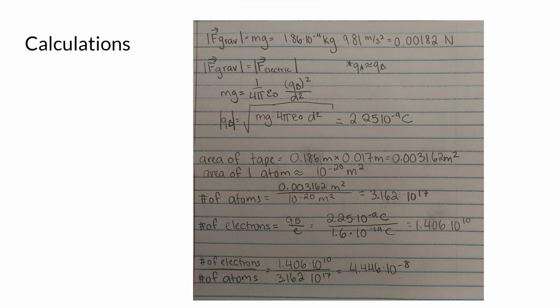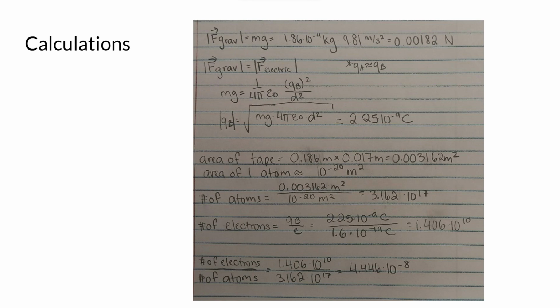In order to find the electron deficiency of tape B, we have to first find the area of the tape, which is given by multiplying its width times its length, giving us 0.003162 meters squared. And then we assume that the area of one atom is about 10 to the negative 20 meters squared. Therefore, the number of atoms is given by the area of the tape over the area of one atom. So there are approximately 3.162 times 10 to the 17th atoms.